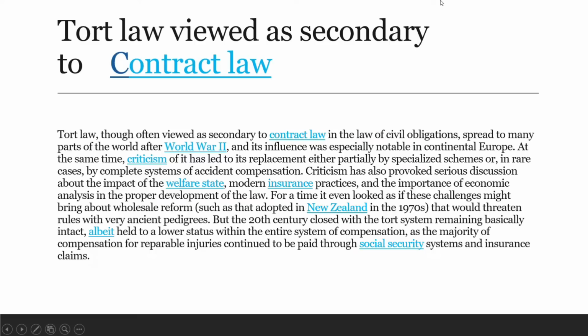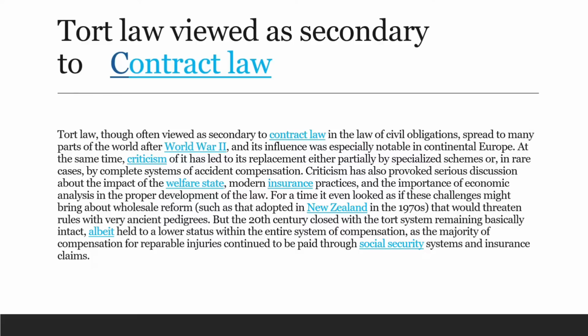Now, tort law viewed as secondary to contract law. Tort law, though often viewed as secondary to contract law in the law of civil obligations, spread to many parts of the world after World War II, and its influence was especially notable in continental Europe. At the same time, criticism of it has led to its replacement either partially by specialized schemes or, in rare cases, by complex systems of accident compensation.